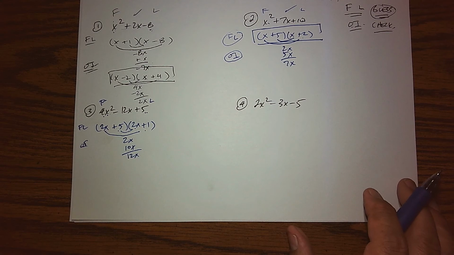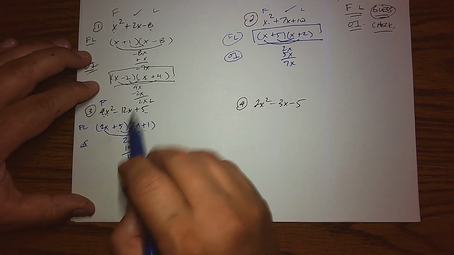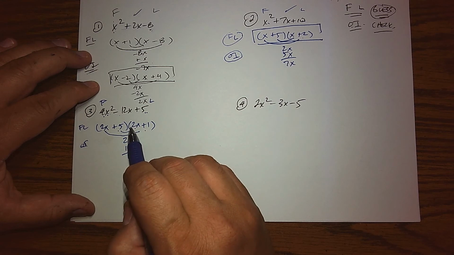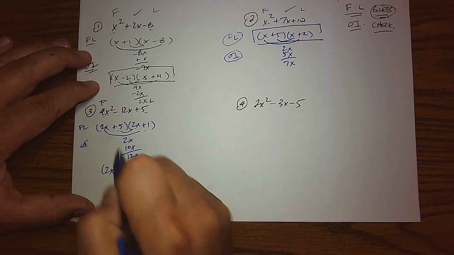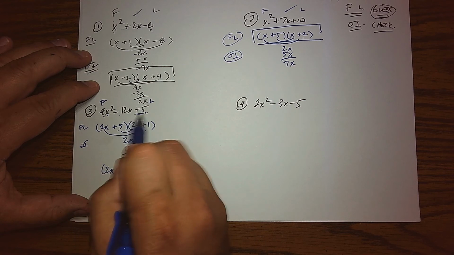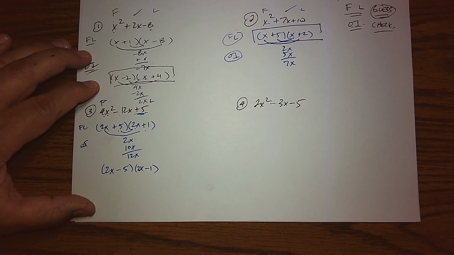And unfortunately, we're not looking for a positive 12x. We're looking for a negative 12x. So that tells me my guess is wrong. However, we're really close. All I need to do is, rather than plus 5 and plus 1, say minus 5 and minus 1.